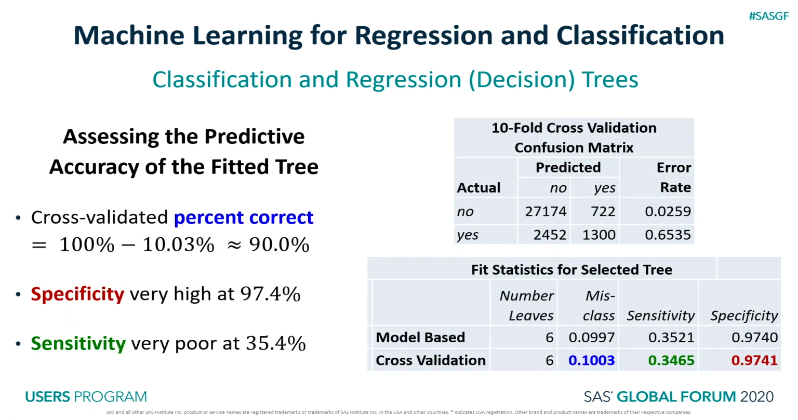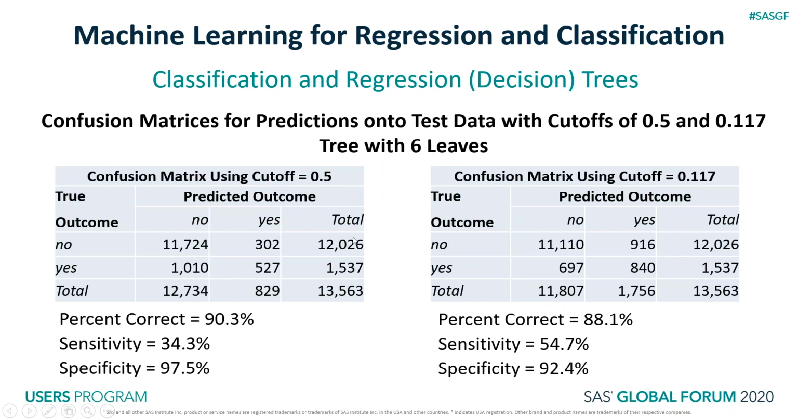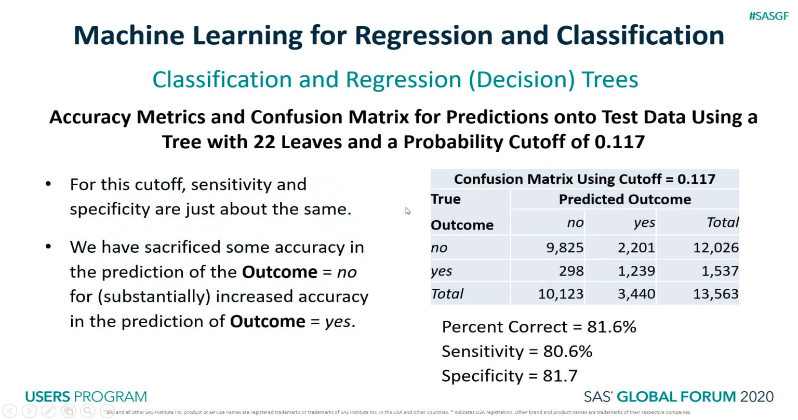And the overall accuracy was 90%, but as we saw, the sensitivity was terrible. And so that's when we decided to change the cutoff. And that improved things a bit, but not enough with the tree with 6 leaves. So then we fit a tree with 22 leaves. And for the cutoff of 0.117, we got this confusion matrix with the percent correct, sensitivity and specificity all about the same at about 81%. And so this seemed to be much better than the previous results that we got using the traditional cutoff of 0.5.